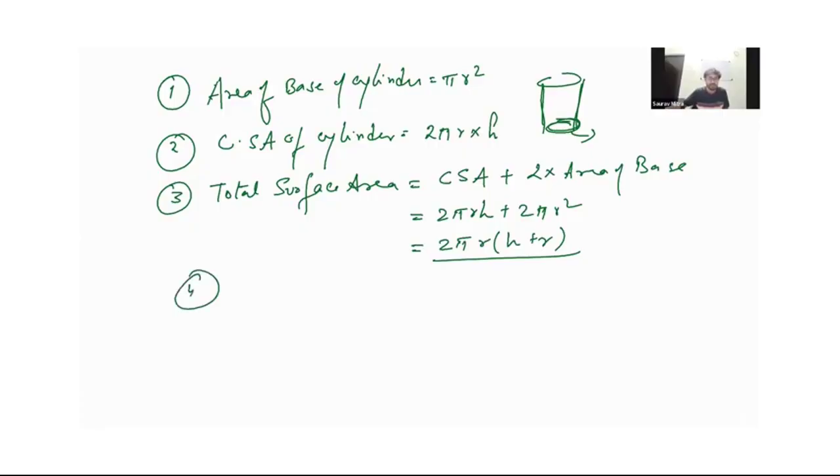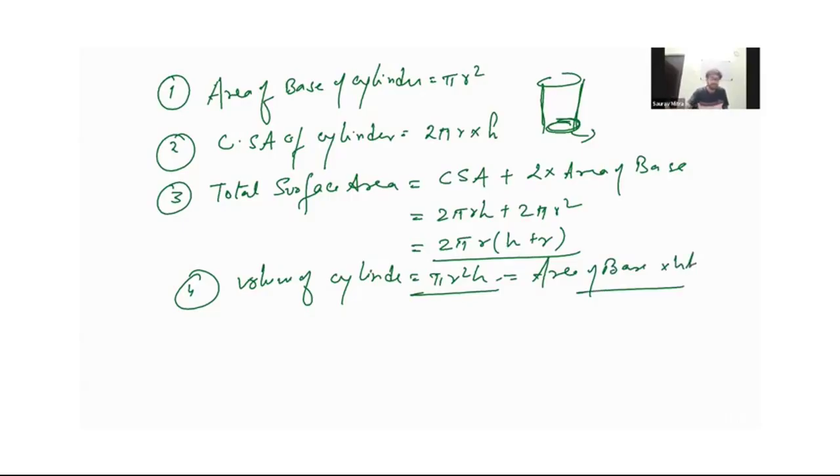And the fourth one is the last, that is your volume. What is the volume of a cylinder? It will be pi r square h. That is your area of base into height. This also we should know.